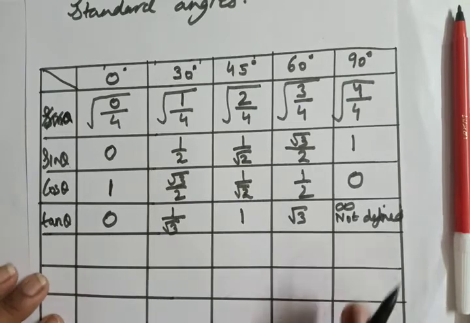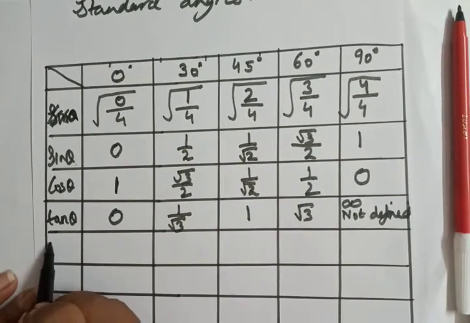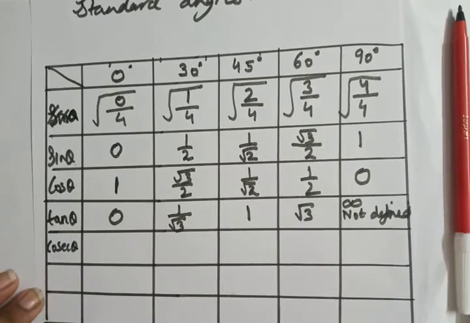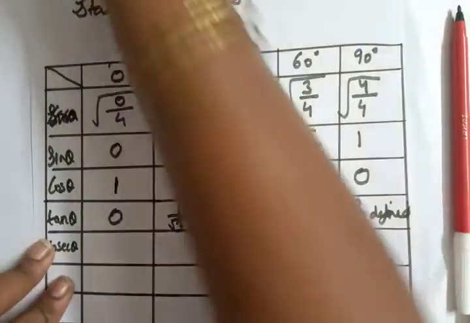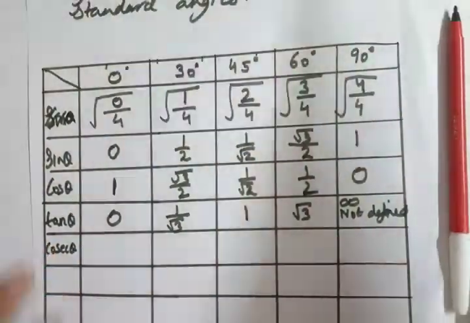Now come to the cosec theta. Cosec theta, I already told you, cosec theta is 1 upon sin theta. I told you in this one.